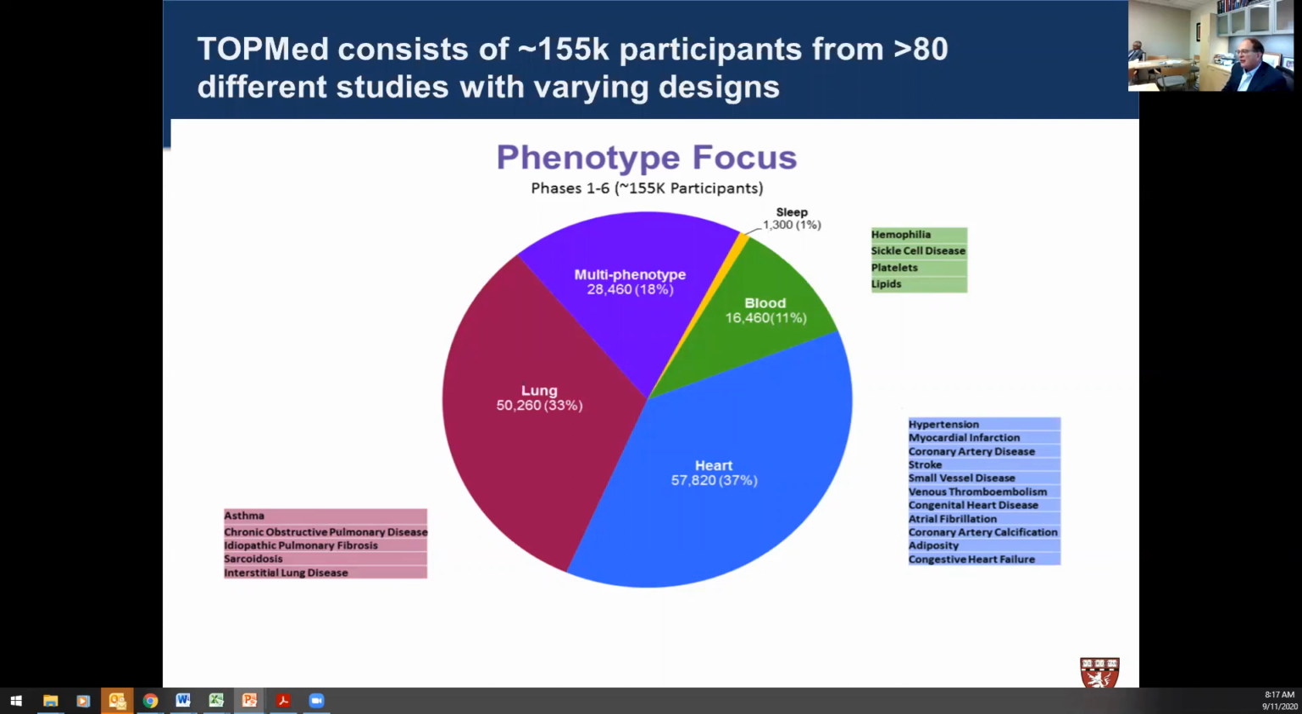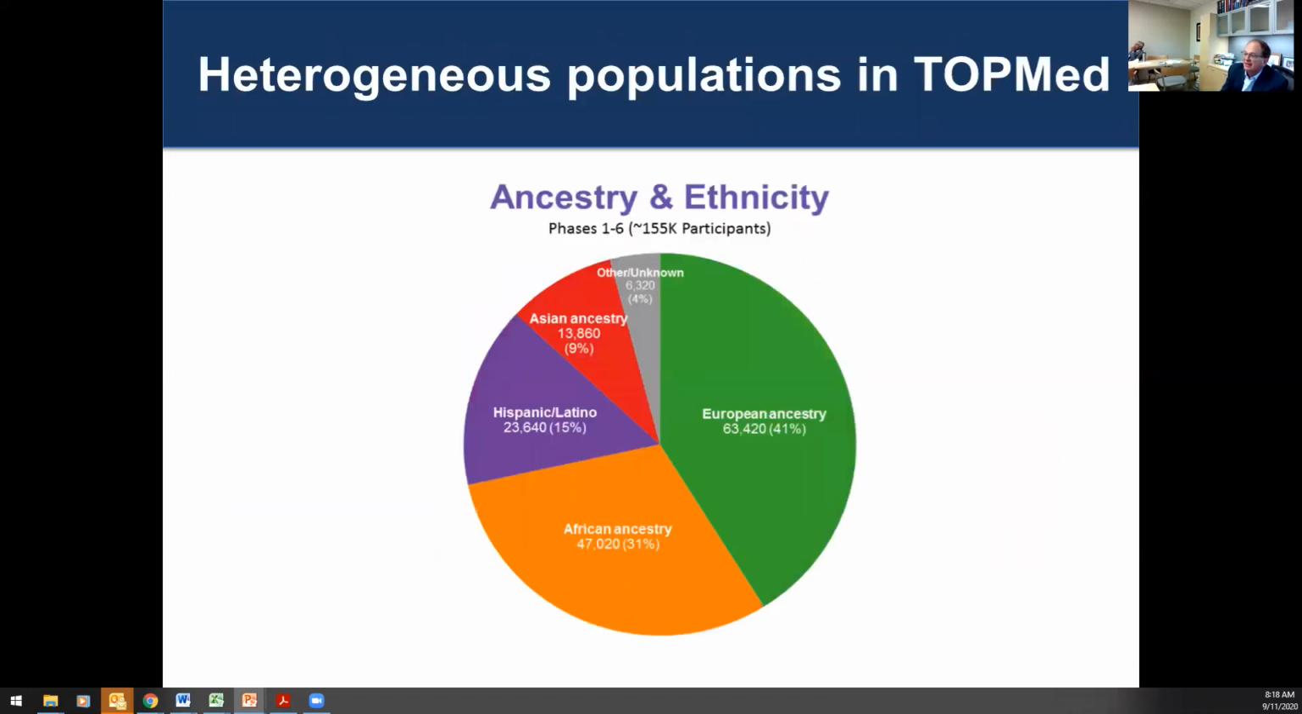And the other thing is that it's comprised of different types of study designs, as I mentioned. Many of them are population-based studies that you've heard of, the Framingham Heart Study, which is one of the founding epidemiological heart studies, the Jackson Heart Study, but there are also studies of sickle cell disease, of asthma, et cetera. And in toto, there are about 155,000 participants in whom we at least have whole genome sequencing data right now.